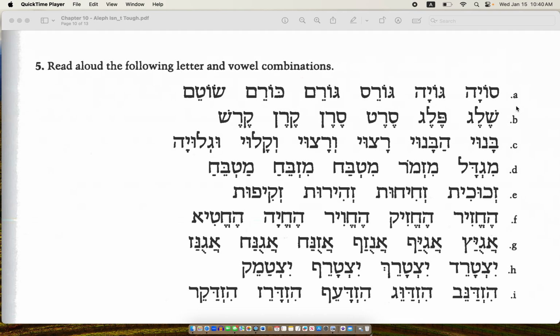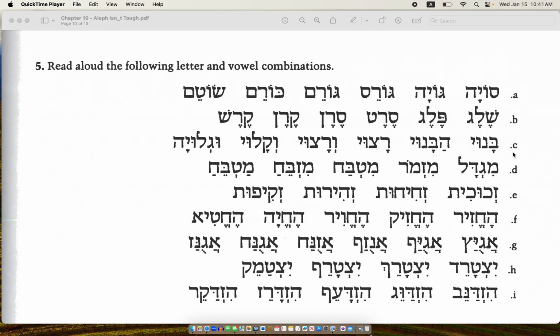So line A, so ya, go race, go rame, ko rame, so tame. Line B, sheleg, peleg, seret, seren, keren, keresh.